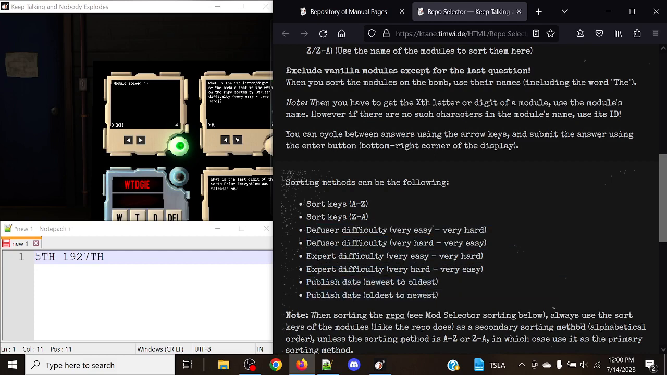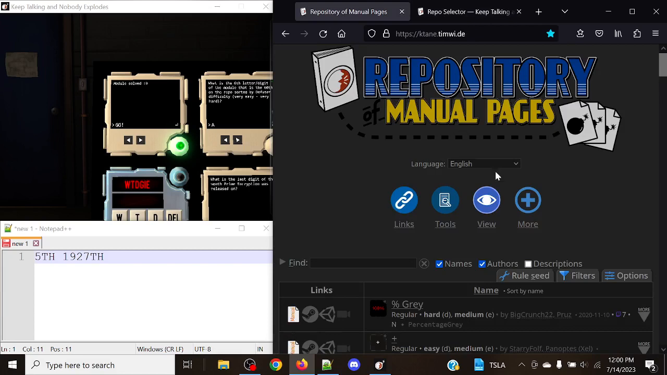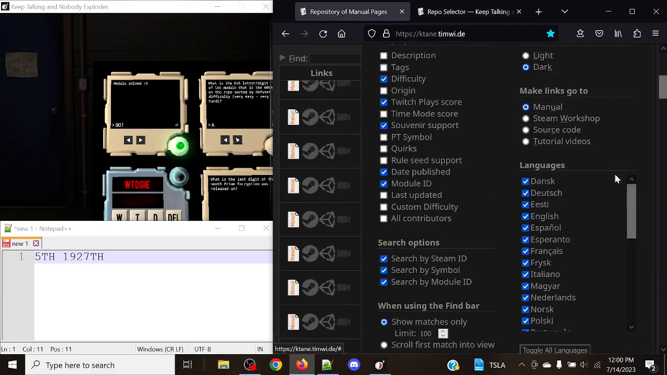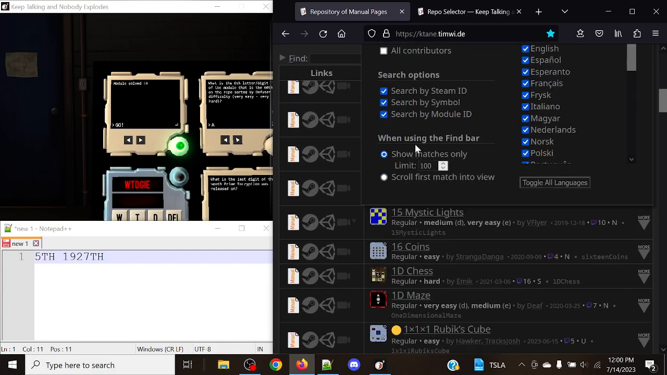Now, these actually are pretty easy to get around if we know how to use the repo. So if we go to options, as you can see here, first off, when using the find bar, we can show the limit of the amount of options. So basically, what we can do here is we can go to the 1927th module, and then we can see what is there. One of the questions that I previously had was, what was the fifth letter of the 1927th module? So in this case, we'll put in 1927.